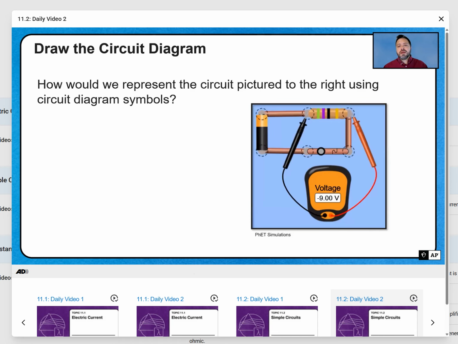For the second one, I have a battery leading to a resistor. Ignore the voltmeter for now. That resistor is going to lead to a switch, and that switch is going to lead back to the battery. So just looking at that loop, we have battery to resistor to switch back to battery. So what's it going to look like on a diagram? We need to be able to draw these diagrams so we can actually analyze these circuits.